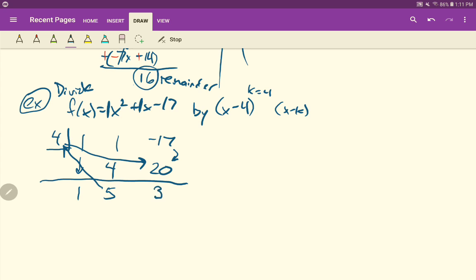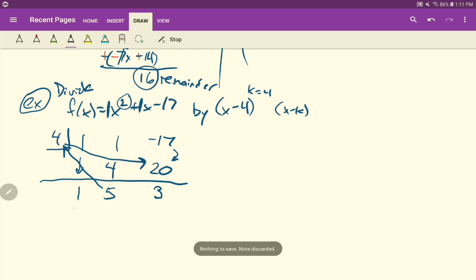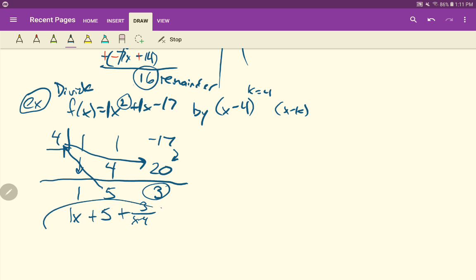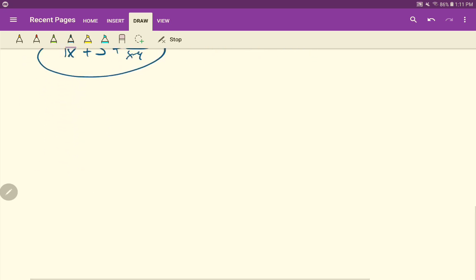Okay, so we started with a quadratic, so our answer here is going to be a linear. So 1x plus 5 plus, and then this 3, this number here, will always be our remainder. So 3 over, and then we still have to divide by that x minus 4 there. So that's the remainder of our problem, and there it is.